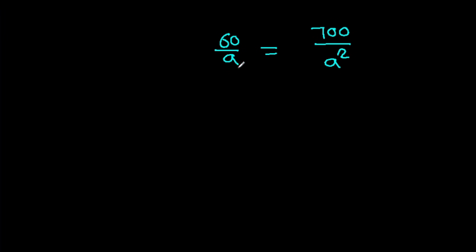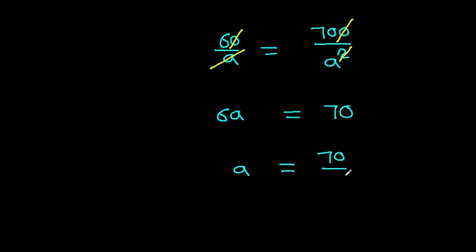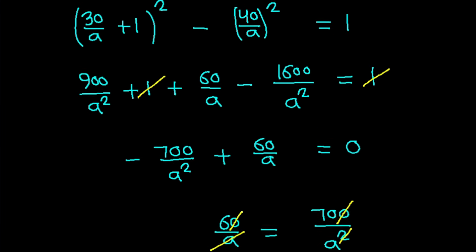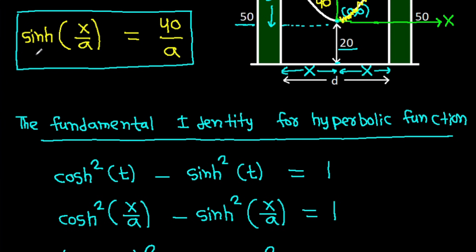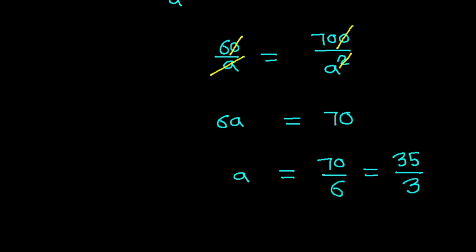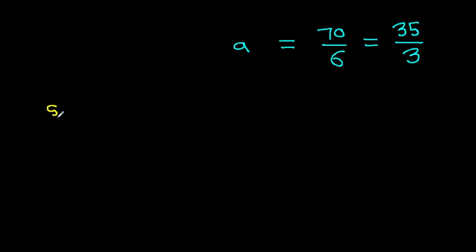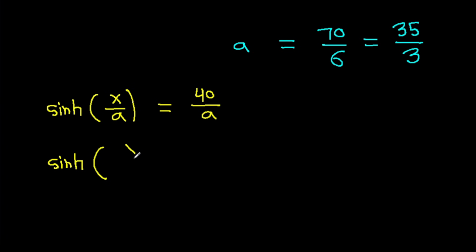and a will get cancelled, and if we cross multiply, then 6a will be 70, and a will be 70 over 6, that will be 35 over 3, and sinh of x over a is 40 over a, and a is 35 over 3.